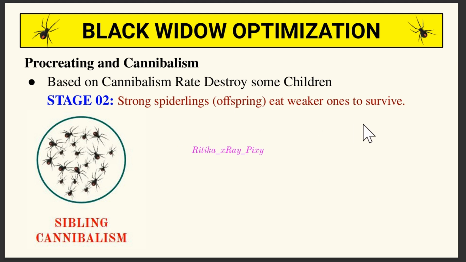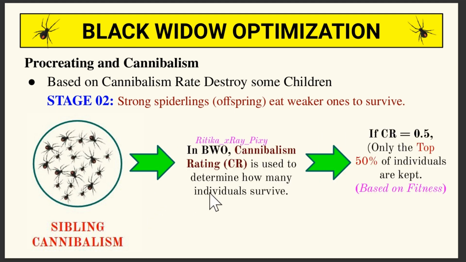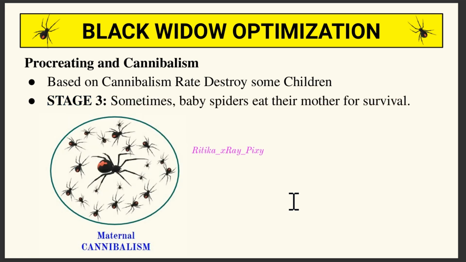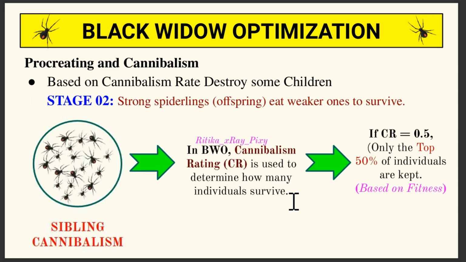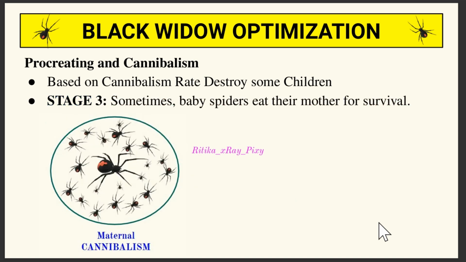In real life, strong spiderlings eat weaker ones to survive. In this algorithm, after offsprings are generated, a cannibalism rate CR is used to determine how many individuals will survive. Now suppose we have cannibalism rate 0.5, meaning only the top 50% of individuals are kept and the rest are removed. This step is done to ensure that only stronger offsprings contribute to the next generation, and this fraction of the offspring population will survive based on the cannibalism rate, selected by their fitness score.